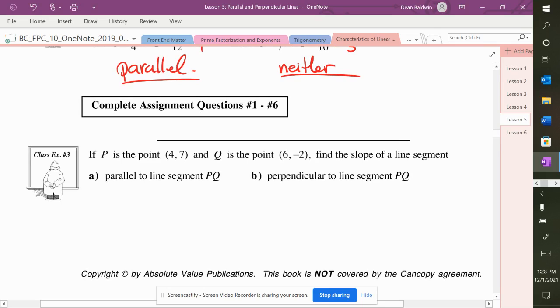All right. Point P has the coordinates 4, 7. Point Q has the coordinates 6, -2. Find the slope of a line segment A that is parallel to that line segment. So if you're parallel, what kind of slopes do you have? The same. So the very first thing we need to do is find the slope. And we have points. So what formula are we going to use?